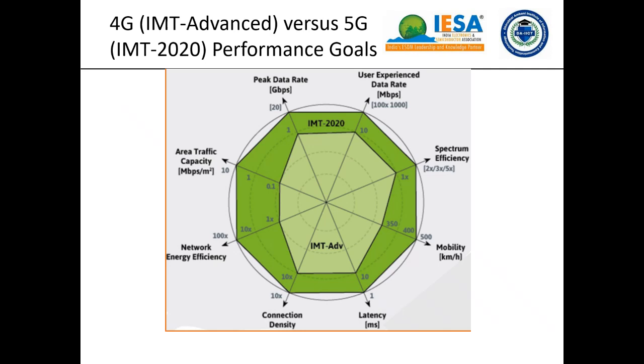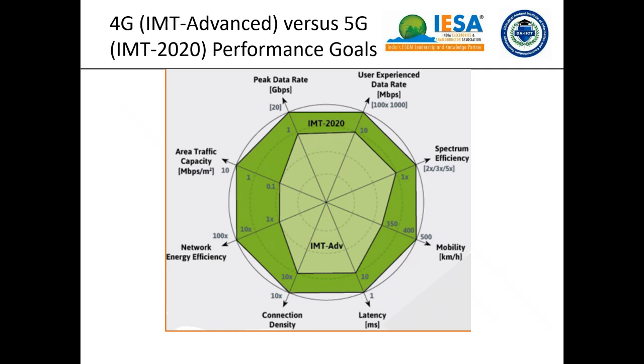This is sort of a different visualization of the previous chart. All these different metrics are represented by this hexagonal pattern in terms of where the technology was for 3G and 4G, and where the projections are in terms of 5G and beyond.